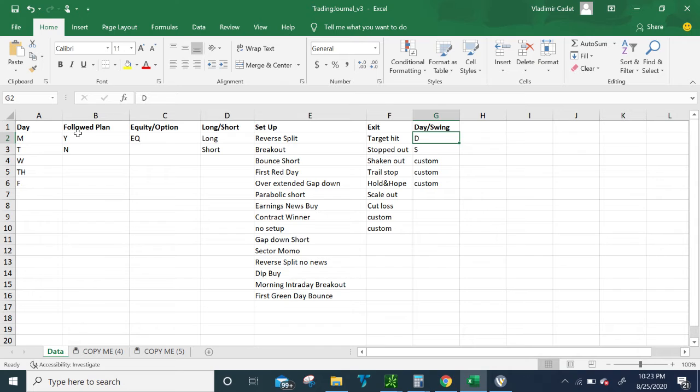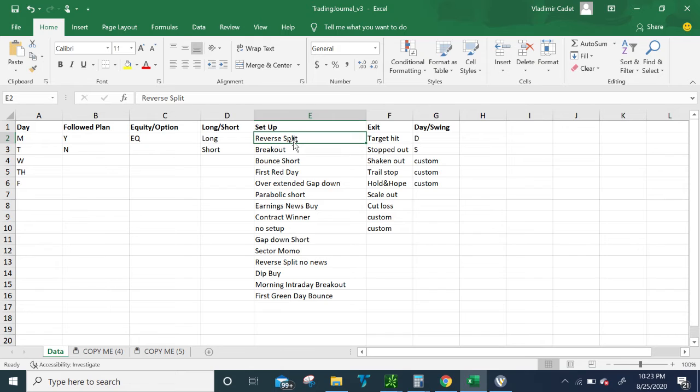Then you have followed plan, yes or no, and you have equity or option. So if you are into options, you could actually just fill in option right here, and it would pop up on the next page. Since I don't trade options, I didn't have anything on there. Then you have long or short. Are you, of course, buying the stock, or are you shorting it?